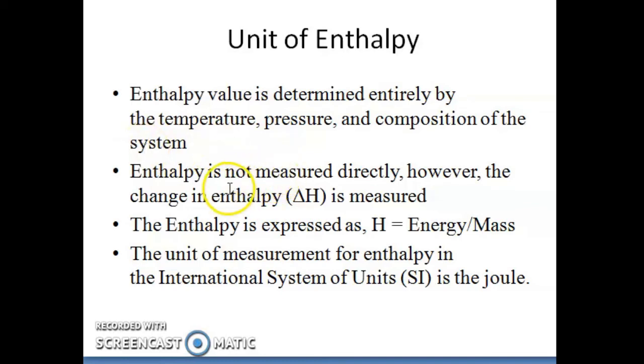But we should remember, enthalpy is not measured directly. We always try to measure only the change in enthalpy, not the enthalpy. And enthalpy, we can say that it is equal to energy by mass. That is why the unit of measurement for enthalpy in the International System of Units is the joule.